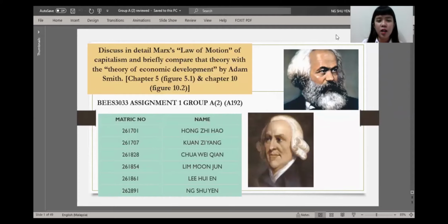Good afternoon, sir. We are from Group 2 and we are going to discuss Marx's law of motion of capitalism and compare it with the theory of economic development by Adam Smith.